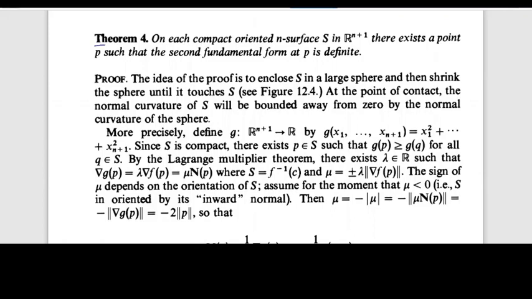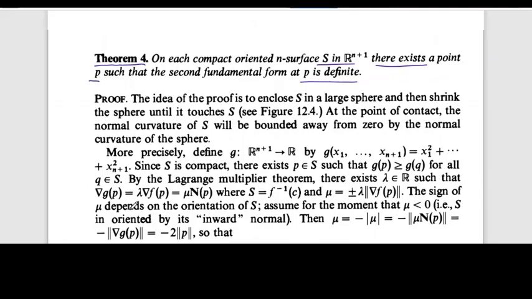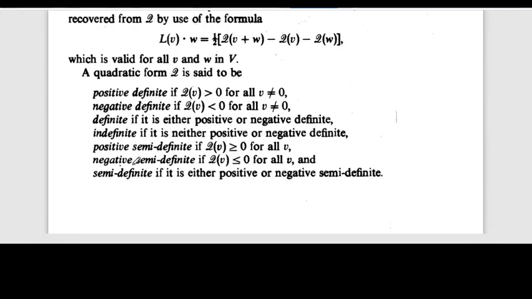Next, theorem number 4. On each compact oriented surface S in R^(n+1), there exists a point P such that the second fundamental form at P is definite. Okay, what definite means, we have defined earlier.